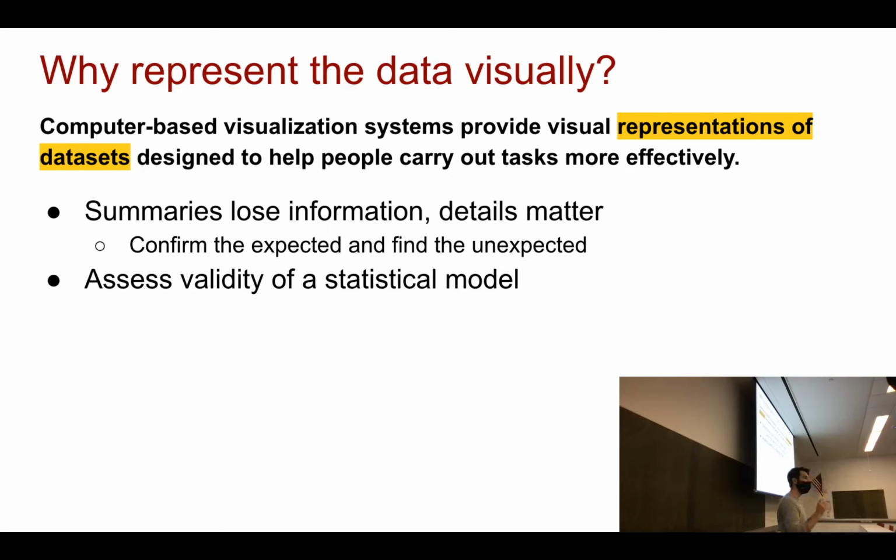Sometimes when we use these statistical summaries, we lose information. The details might actually be important. Visualization can confirm some aspect of the data, or we can find something unexpected about it. I might know the average, but maybe it's skewed because one of you is 7 feet tall. There's some weird skew in the data causing that. Another thing we can do is assess the validity of a statistical model. Maybe the model is providing the output, but we can visualize how it gets there.